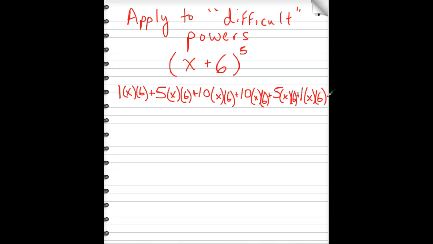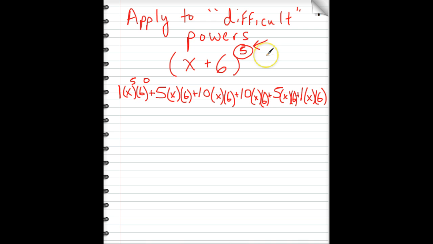Now how this works is as follows. The power we're raising this binomial to is the 5th power. So the x here gets the full 5, and then the 6 gets raised to the power of 0. So you start with the full boat power, 5, and then the 6 gets 0. These two together have to add up to this power here.